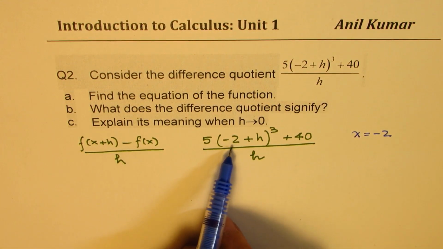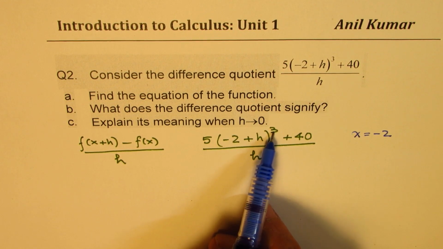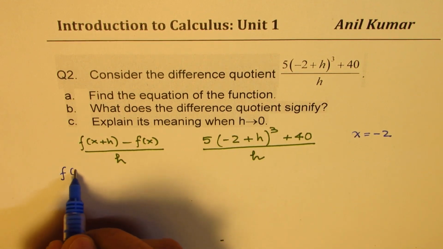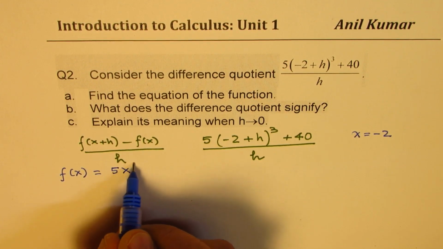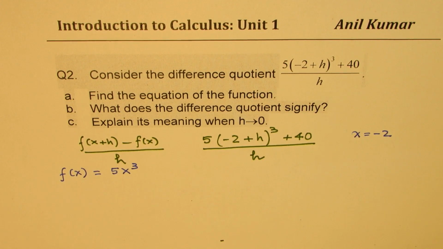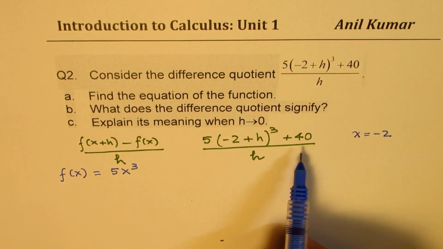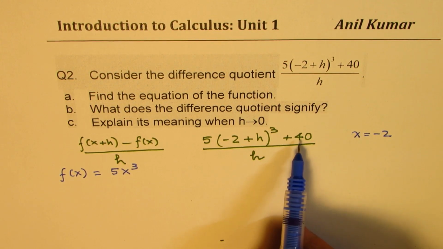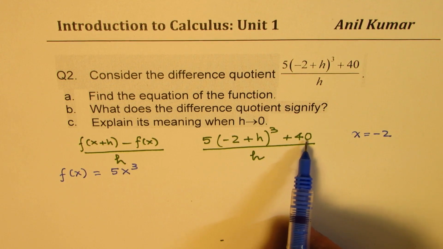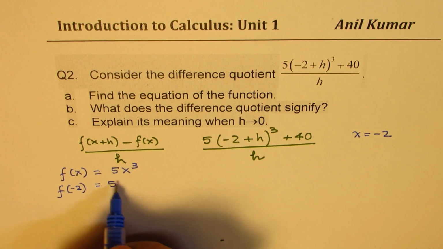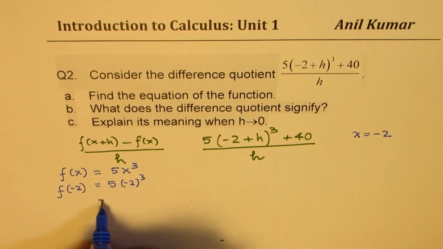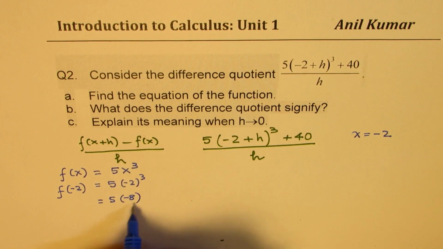As far as the function is concerned, the cube here gives you an idea. So you can say that the function f of x seems to be 5x cubed. Does it make sense? Well, we can confirm that if we substitute minus 2 and if we get minus 40, then it is correct. So let's figure it out. What is f of minus 2 equal to? 5 times (minus 2) whole cube, and that is 5 times minus 8, which is indeed equal to minus 40.